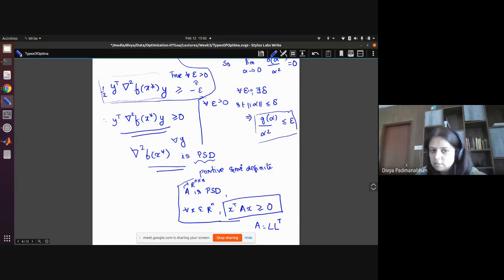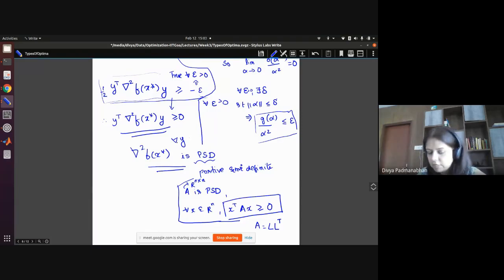So y transpose Hessian of f at x star y, this quadratic form, is going to take a value greater than minus epsilon, and this is true for every epsilon. The only way this can happen is if it is greater than or equal to 0. So this part is clear, how you go from this step to this step. After this, you're just making use of the characterization of semi-definite matrices, and this is also true for every y. Is that part clear?